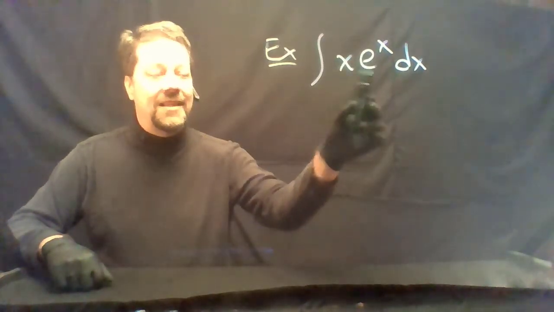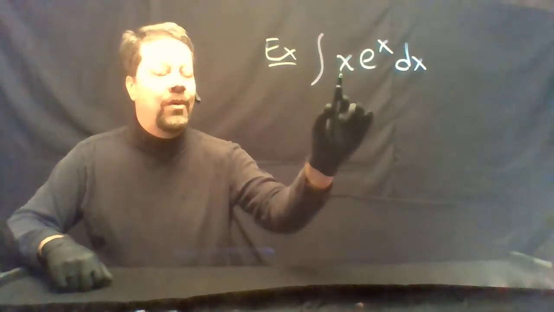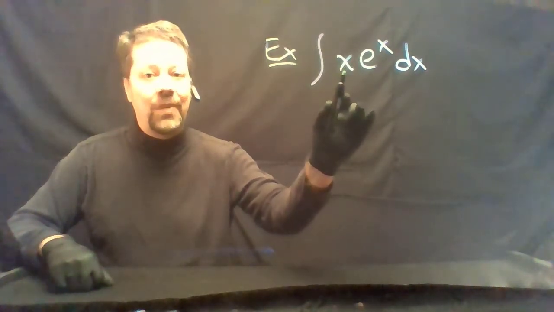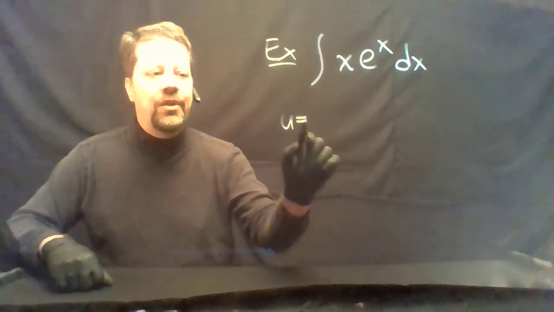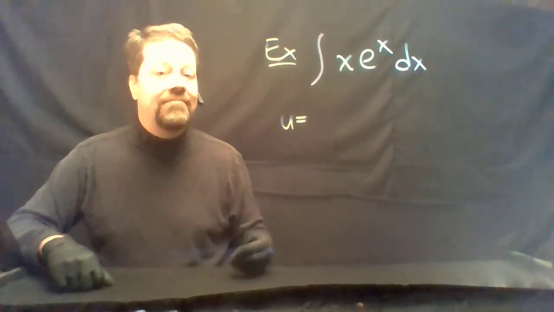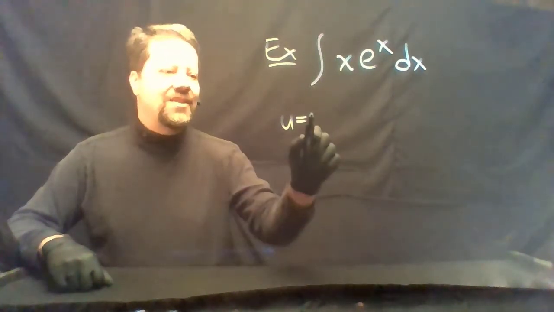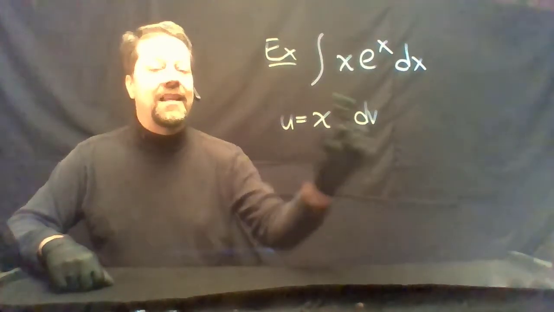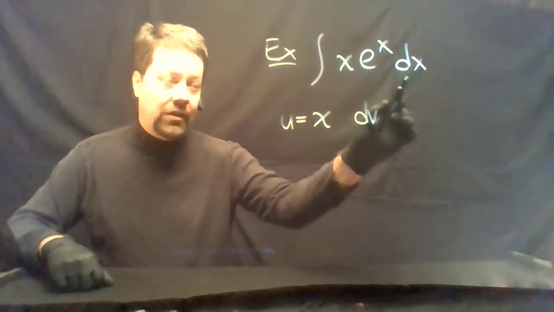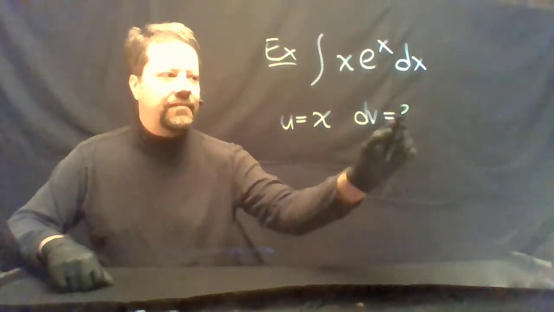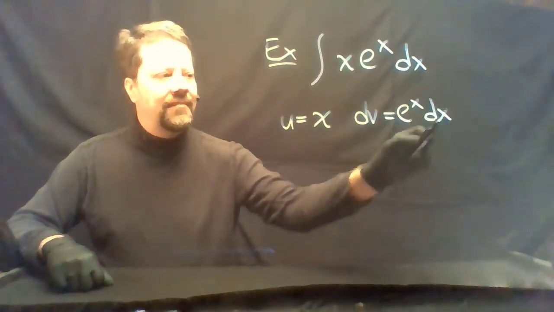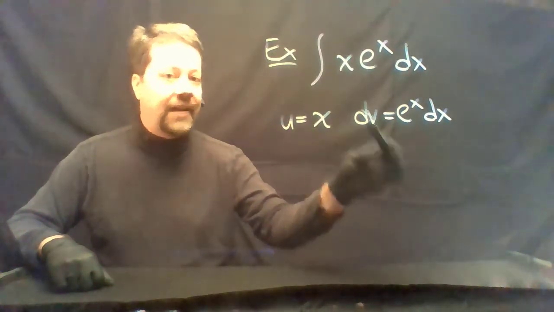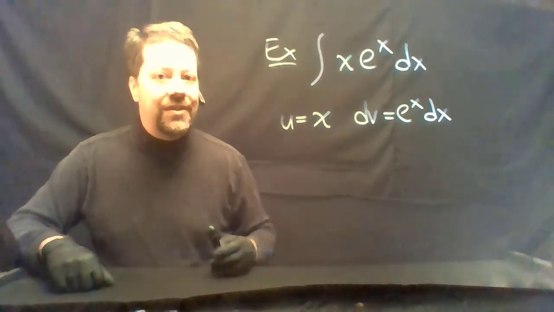Here's the deal. We have these things multiplied together. One factor would be easier to differentiate. That's what you make u. U is the thing that when you differentiate it, it gets better. So u in this case is going to be x. dv is everything else, including the differential. I want you to write them side by side, left and right, just as I've shown you here.